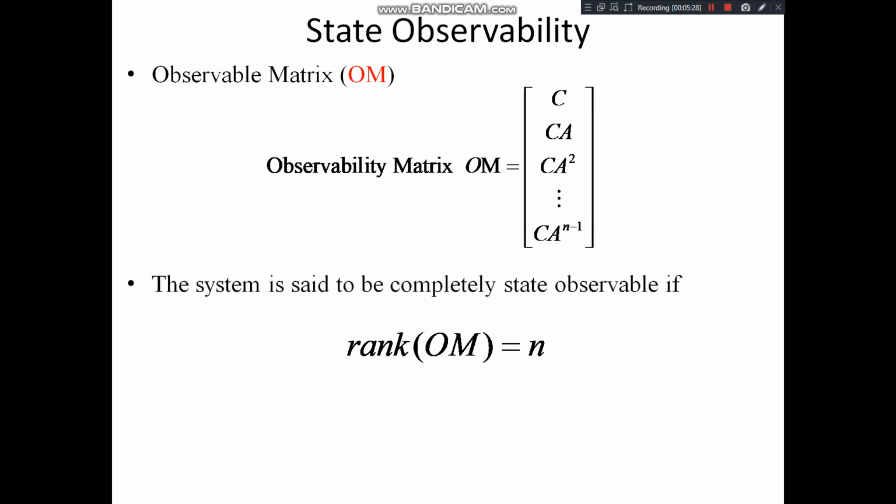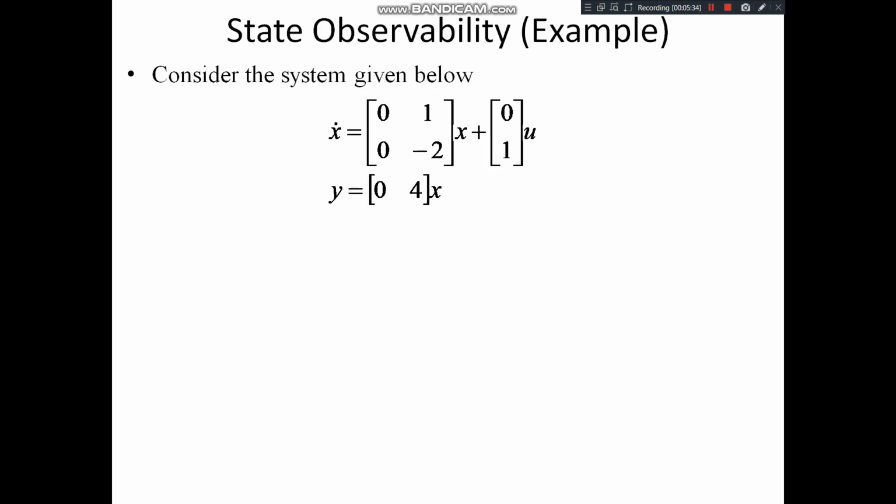The system is said to be completely state observable if the rank of this observability matrix is equal to n. So we'll see an example for a better understanding of this concept of observability. Consider the system given below.